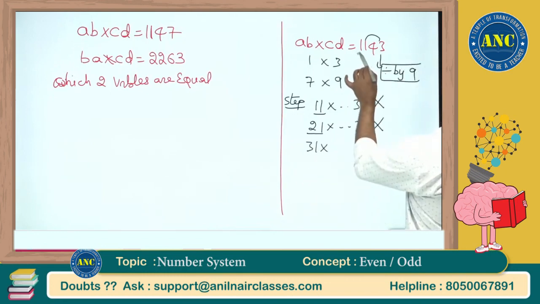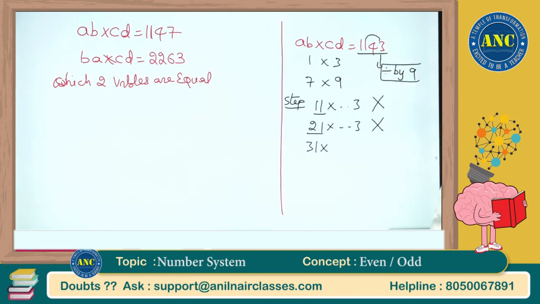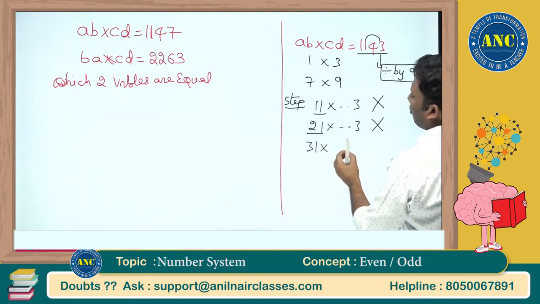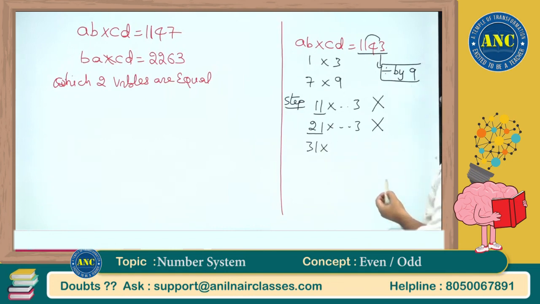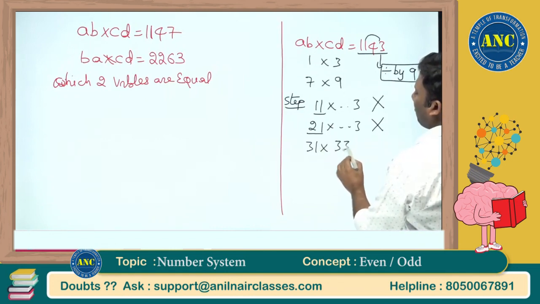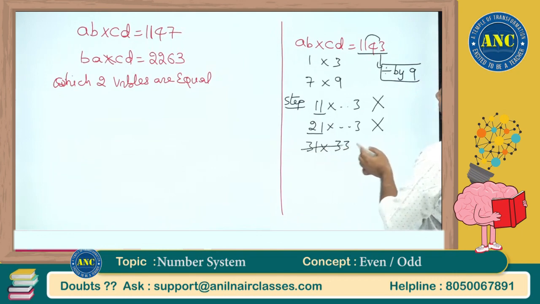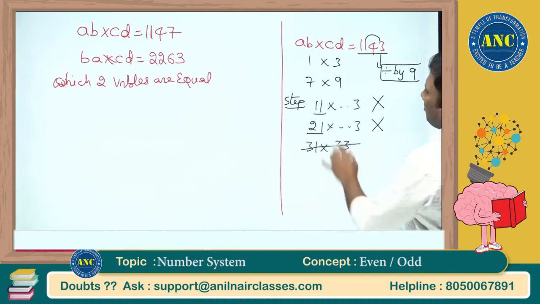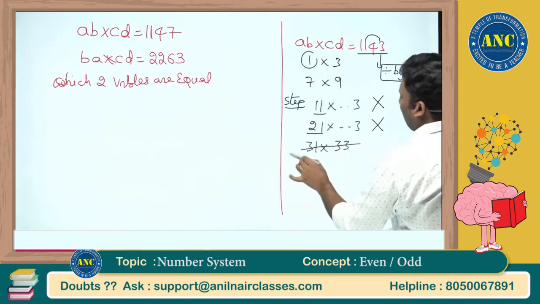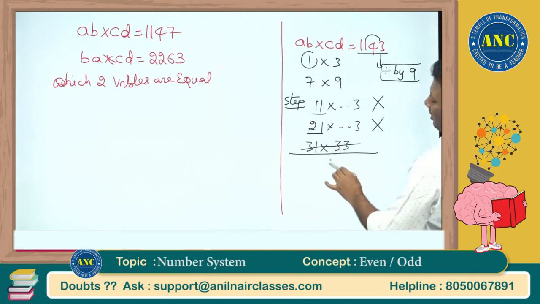This will be, anyway, in the range of 1000 plus. So 31 into 23 will not be in the range. 30 into 40 is 1200. This will become 31 into 33. 33 is divisible by 11. So this case is not possible. This case is not possible. With 1 I am not getting it. Let me do it with 3.